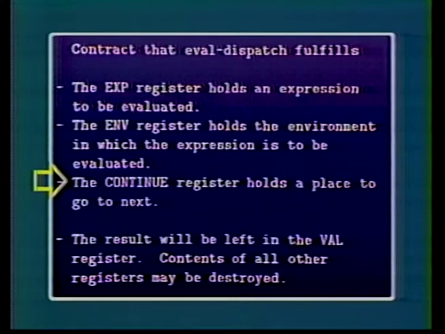Eval dispatch's contract is that it'll actually perform that evaluation, and at the end of which, it'll end up at the place specified by continue. The result of the evaluation will be in the val register, and it warns you that it makes no promises about what happens to the rest of the registers. All other registers might be destroyed. So there's one piece.